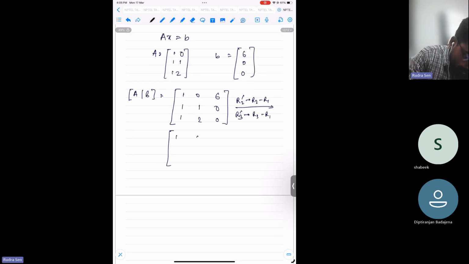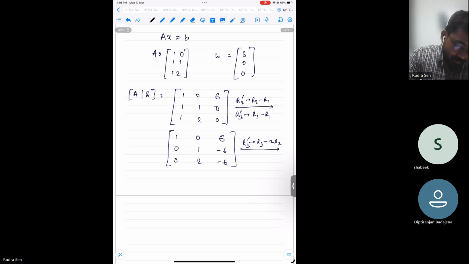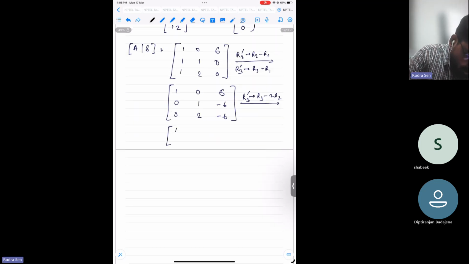So what we'll get? 1, 0, 6, 0, 1, and this is minus 6, and this is 0, 2, minus 6. Okay. Now I need to change R3. So R3 is basically R3 minus 2 R2. So what we'll get? 1, 0, 6, 0, 1, minus 6, and here 0. This is 0, and this is definitely not 0.